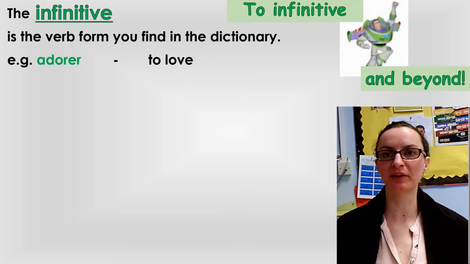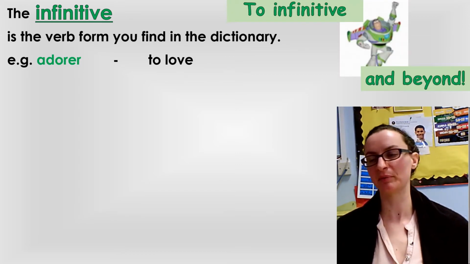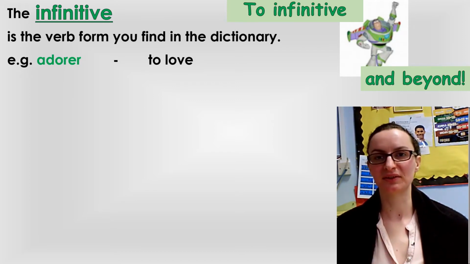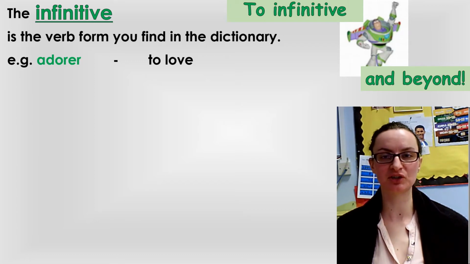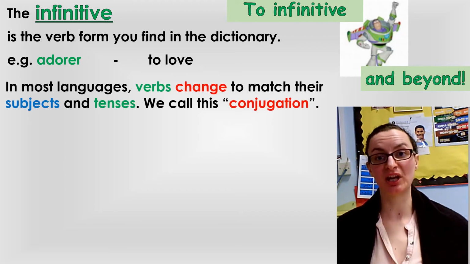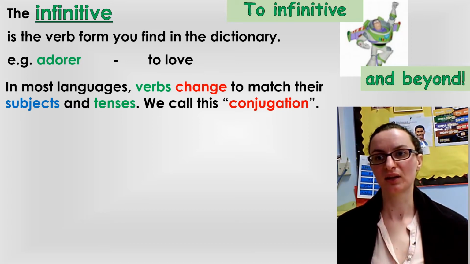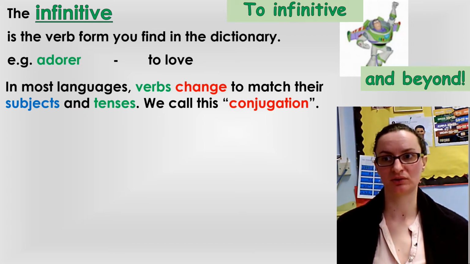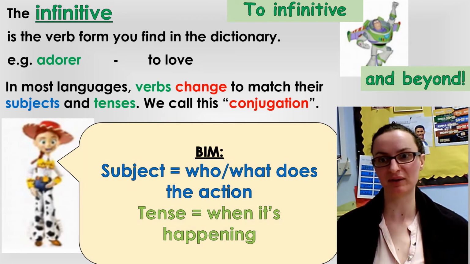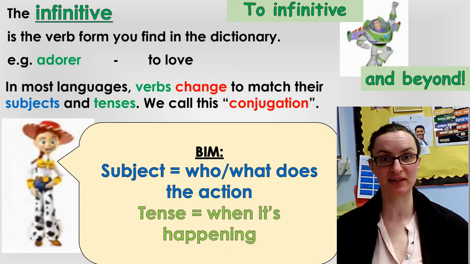You can remember that the infinitive is the "to" form of the verb, thanks to Buzz Lightyear: "to infinitive and beyond." So the infinitive is the "to" form of the verb, which you find in the dictionary. In most languages, verbs have to change their endings to match their subjects and tenses. That's what we call conjugation. You change the ending to match the subject and tense. Just a reminder, the subject is who or what does the action, and the tense is when the action is happening.